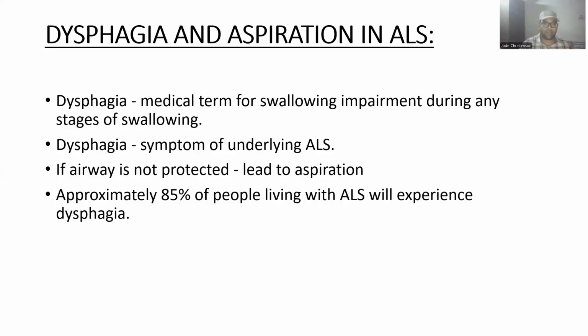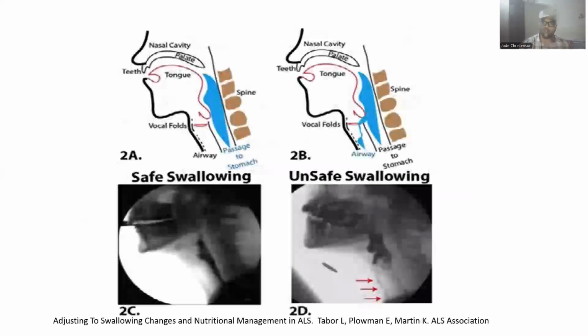While swallowing, if the airway is not protected, it can lead to aspiration, which is basically when attempted swallowing of solids or liquids gets misdirected into the airway, and it can also lead to lung infection. 85% of people suffering from ALS can experience dysphagia at some point in their disease course.